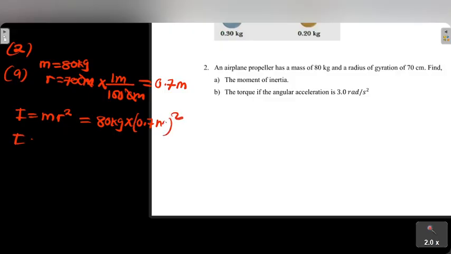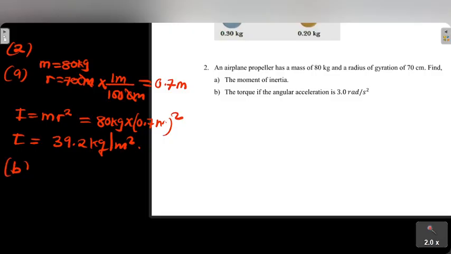So the moment of inertia will be equal to what when we punch on our calculator? You should be able to get the moment of inertia of 39.2 kg meter squared.